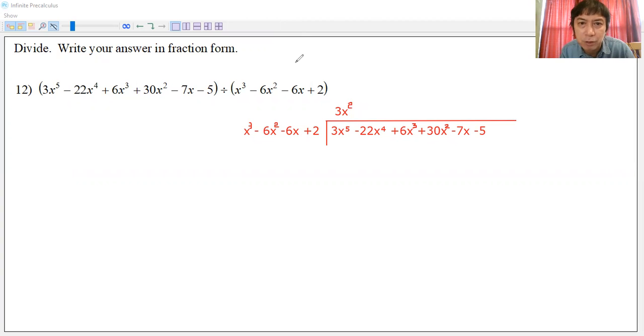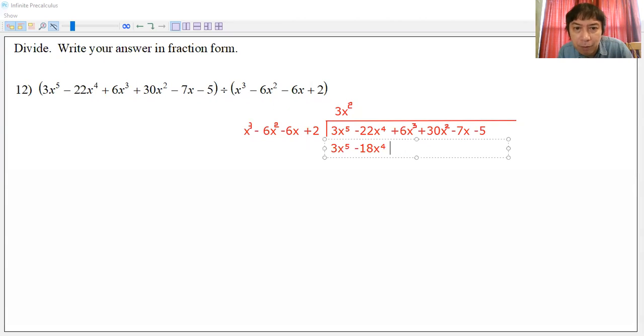All right, multiplication now. So we're doing the multiplication. 3 times 1, that's 3. And then x squared times x cubed is x to the 5th. So this is 3x to the fifth. All right. Negative 6x squared times 3x squared is a negative 18x to the fourth.